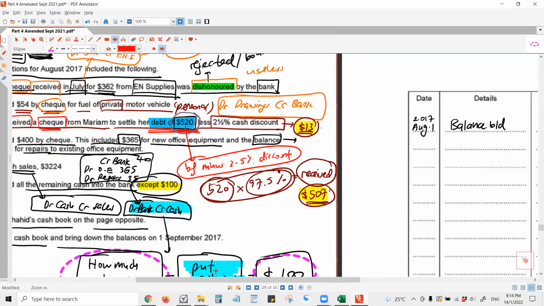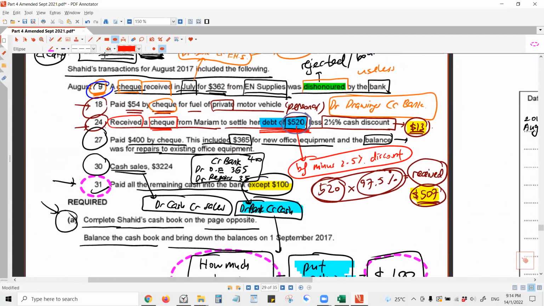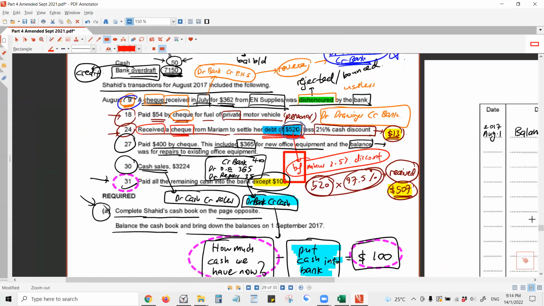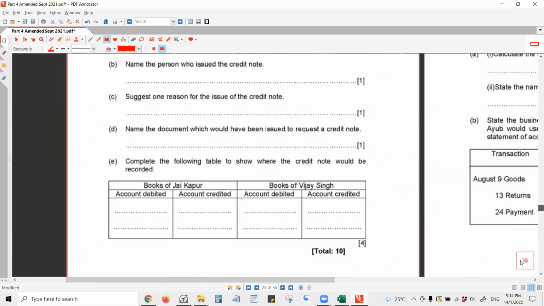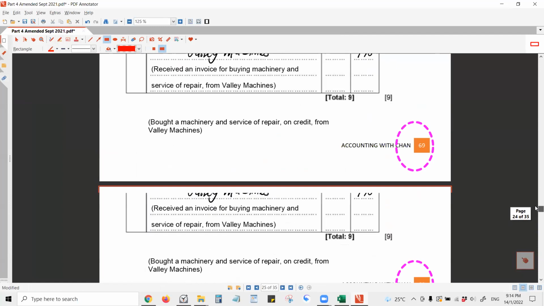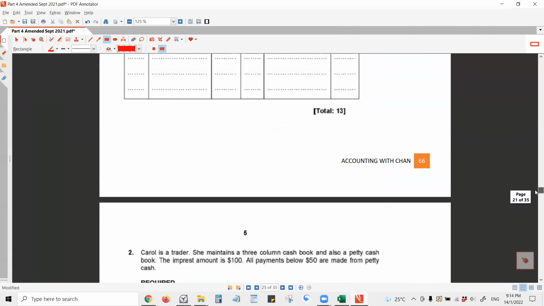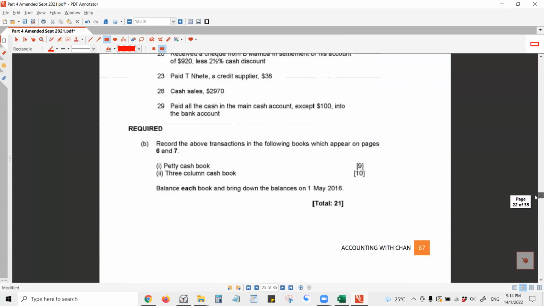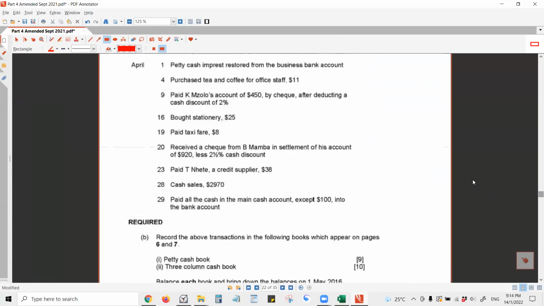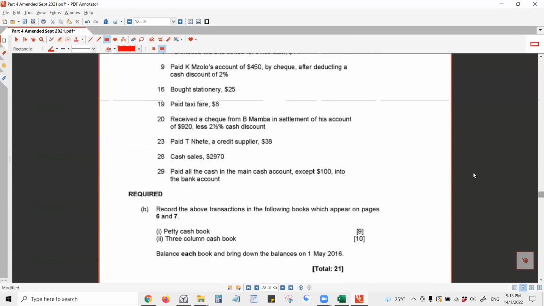Let me show you another question where they give to you an amount that is after minusing the discount, and the calculation will look slightly different. I show you. You can come to page 67. Come to page 67.